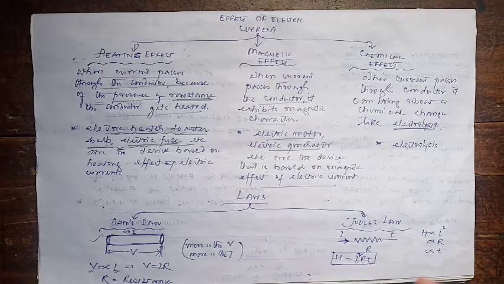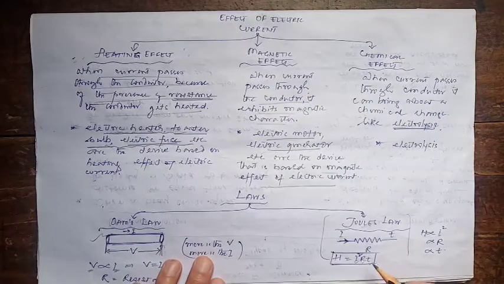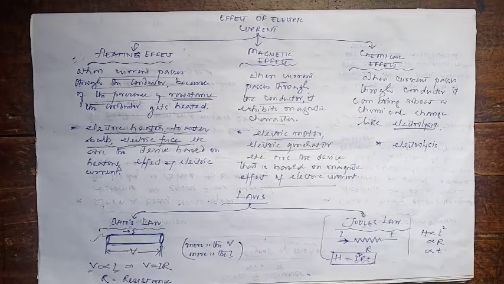Students, let's briefly discuss what Joule's law is. Joule's law of heating effect. As I mentioned, when the current flows through the conductor, it generates heat. So Joule's law tells us about the relation between the amount of heat generated, the current flowing through the conductor, the resistance, and the time taken.